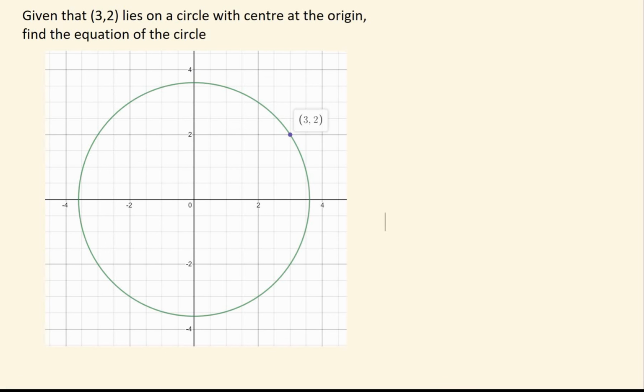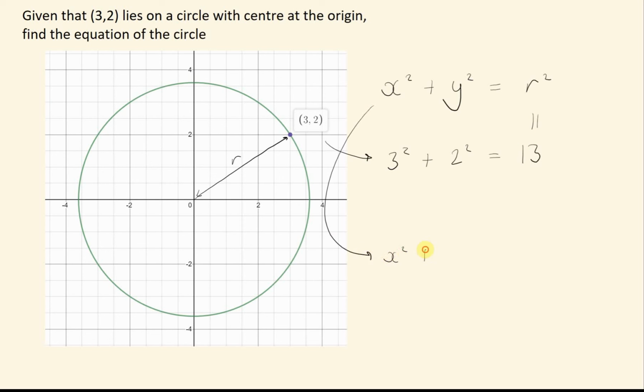Before I do that, just a quick recap, because it sometimes comes up, is finding the equation of a circle. You should know that any equation of a circle is just based on Pythagoras. It's x squared plus y squared equals r squared, where r is the radius. If we want to work out the equation, all we need to do is plug in any point that lies on that circle. So plugging in (3, 2), we have 3 squared plus 2 squared, which is 9 plus 4, which is 13. So therefore 13 is r squared. So the equation of my circle is x squared plus y squared equals 13. And this radius here will be root 13.